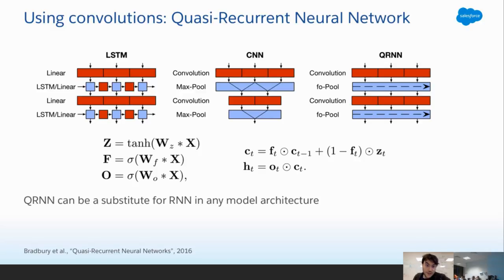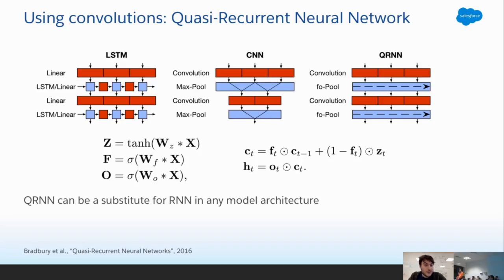So here we have the same kinds of operations that are linear or convolutions in red. And then in blue, we have a pooling operation that actually uses gates that are being computed before, which means that we still keep the linear operation of the LSTM, the first one. And then we're able to do the pooling operation very fast without any parameters and without any matrix multiplications.